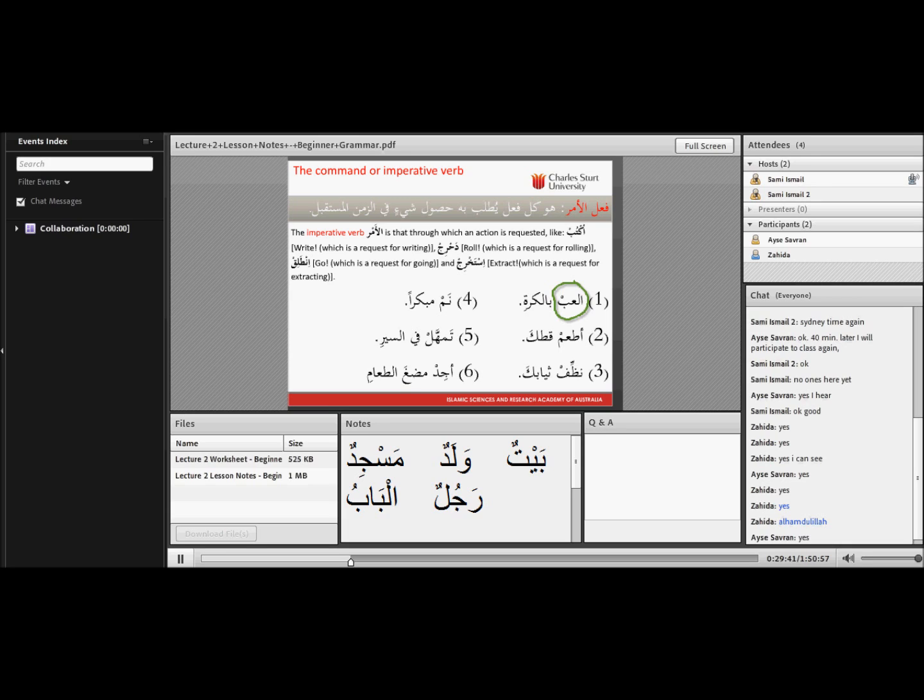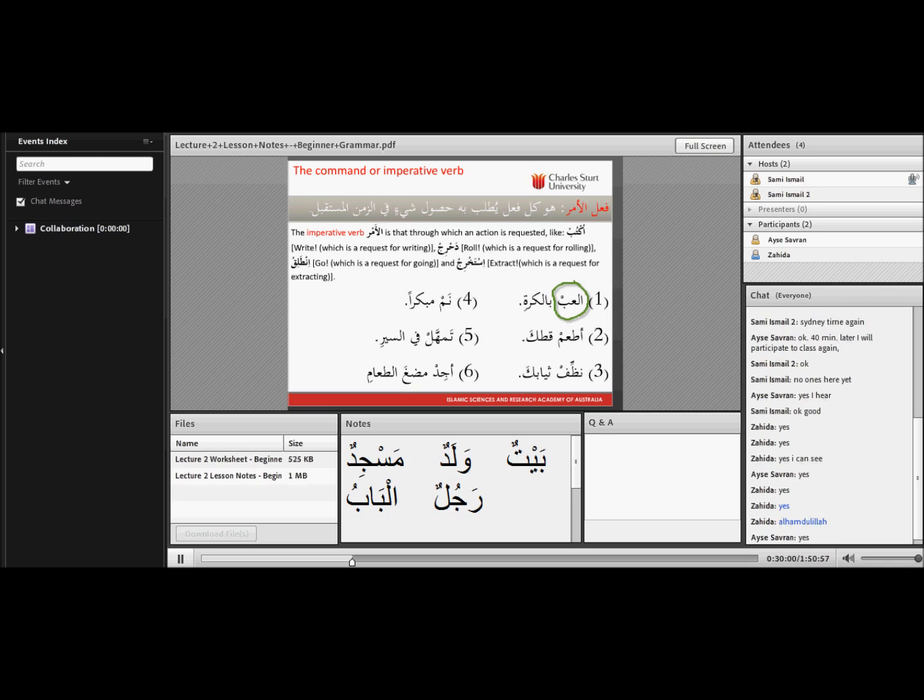So if you knew the meaning of yal'abu, yal'ab, nal'ab, once again, it has the idea of playing. So il'ab is a command to play. So il'ab bil kurati, play with the ball. And this is a fi'al amr, command tense verb.